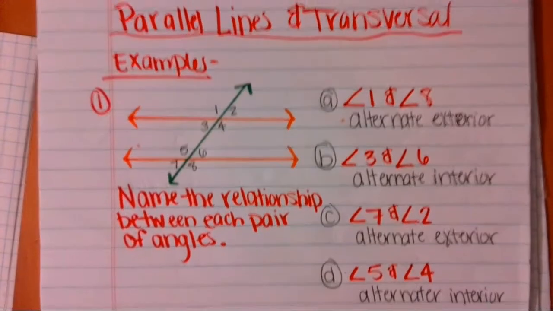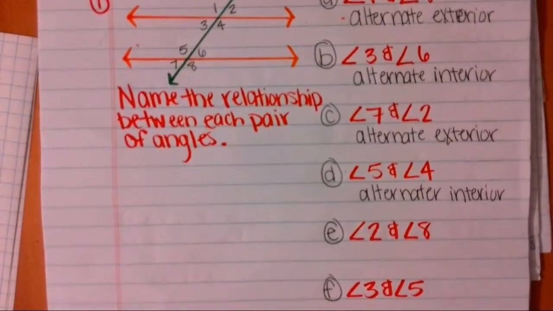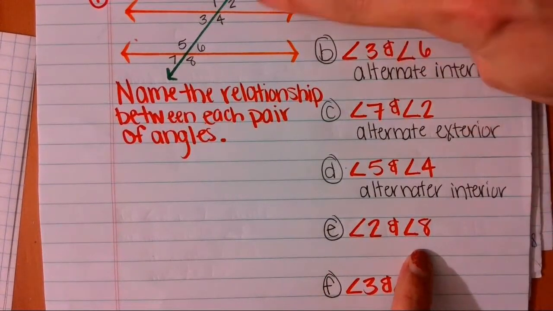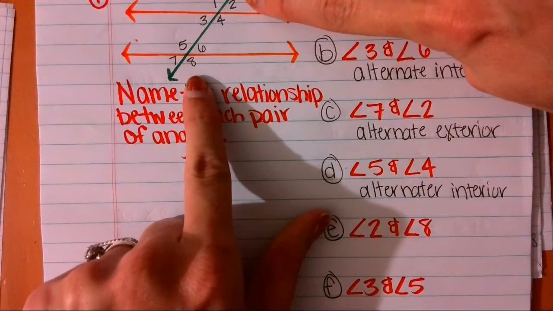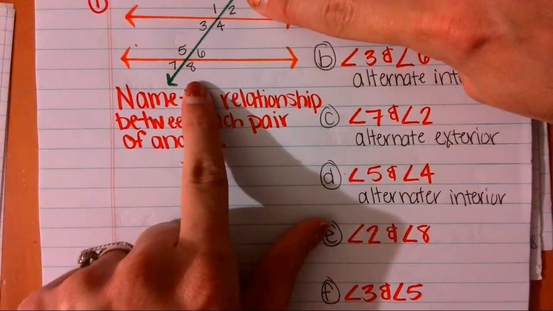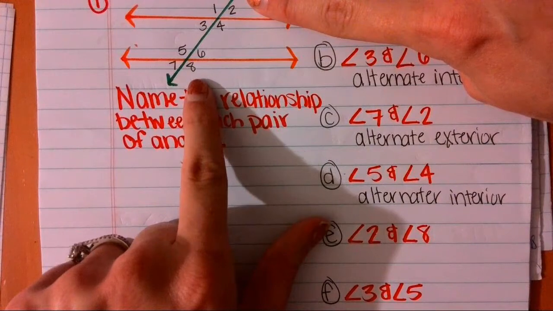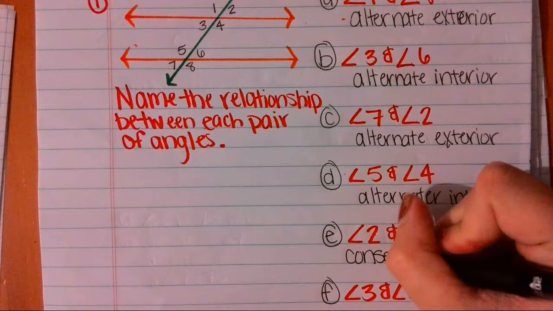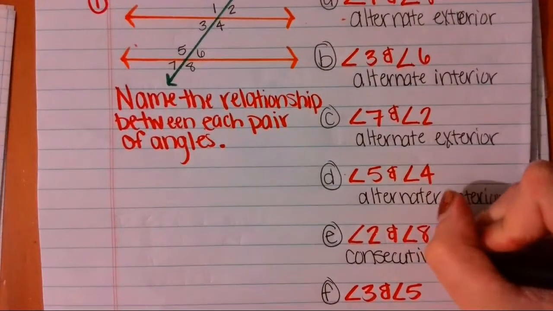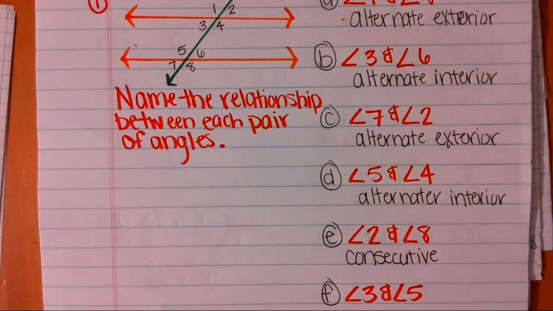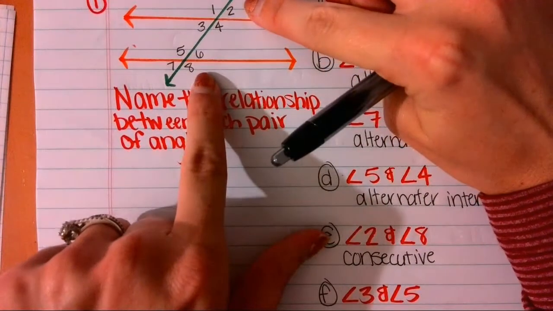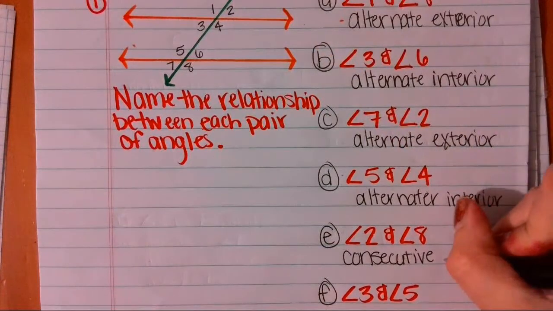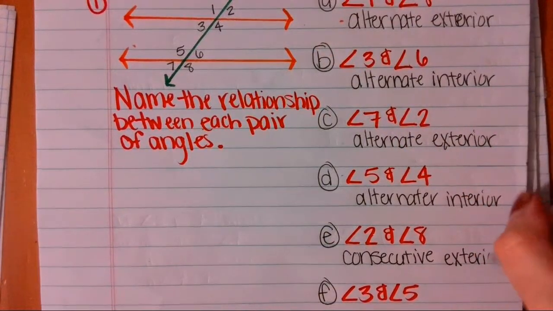Okay, we have 2 more below, so I'm going to move so we can see those. So for E, we have angle 2 and angle 8. Angle 2 is here, and 8 is here. Angle 2 is to the right of the transversal, and angle 8 is also to the right. So when they're on the same side, that's called consecutive. You will actually see that labeled as same side sometimes, but our better math term is consecutive. And then looking at 2 and 8, I can see my parallel lines are here, and they're both outside of the parallel lines. So that means that they must be consecutive exterior.